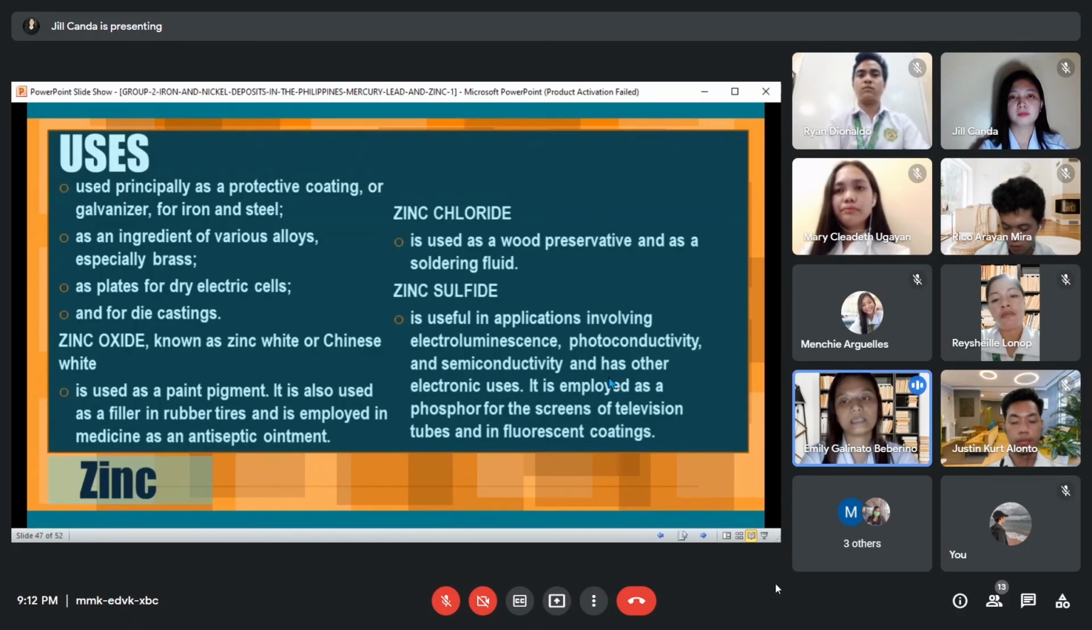And lastly, zinc sulfide is used also in applications involving electroluminescent photoconductivity and semiconductivity, and has other electronic uses. It is employed as a phosphor for the screens of television tubes and the fluorescence coating. So that's all for my part.